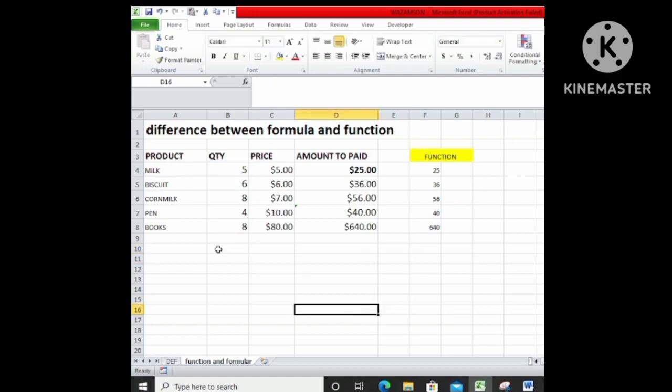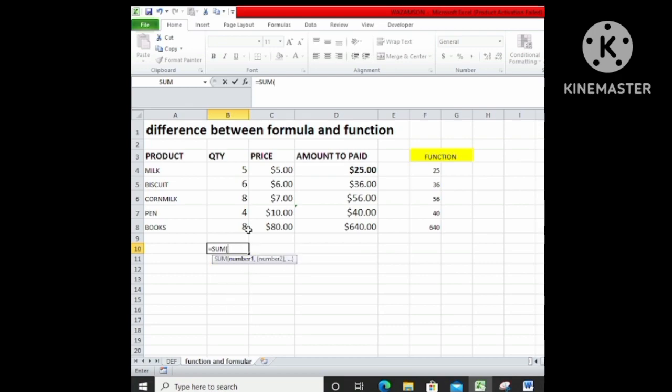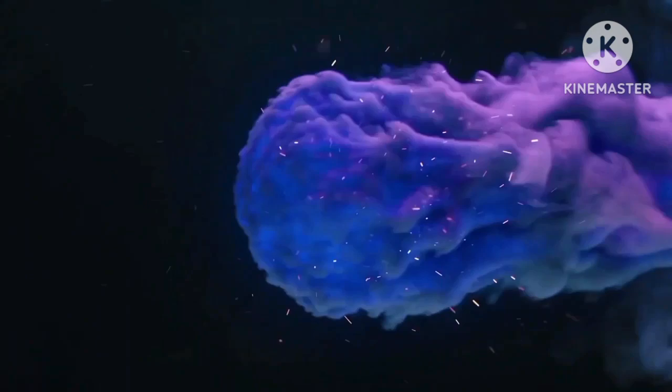And let's use the function to see. If we are using function, I will say equals to SUM. Sum function is to add all numbers in the range of cells. Now click sum. Now we highlight all the cells. You see, we still have the same 31. But I guess now you know the differences between a formula and a function. A formula is an expression that you input.